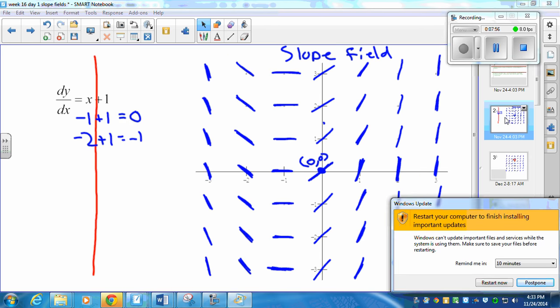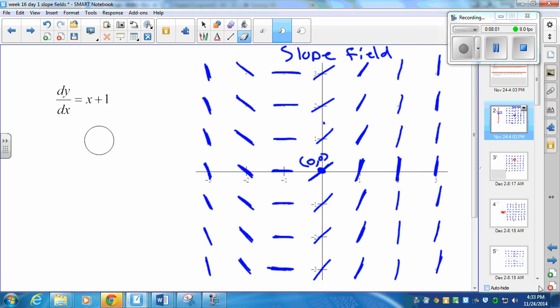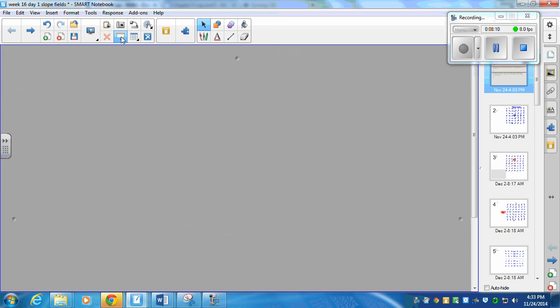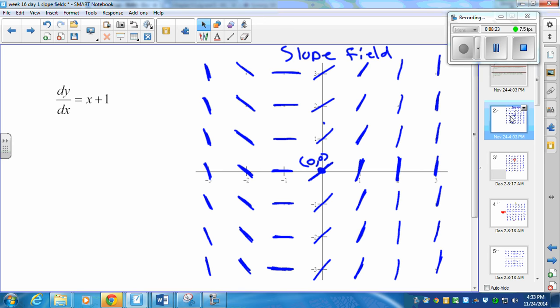Okay? So, from that, what we have just done is my first step that I told you, and I'll slide back so you can see it. The first step was the blue step. I'm going to give you a slope equation, which is called a differential equation. And we're first going to draw little lines representing the slopes at specific points on a grid. Literally, we plugged and chugged every point that's a node, figured out what that number was, and declared it a slope, because this is your slope equals x plus 1. So just plugged and chugged.